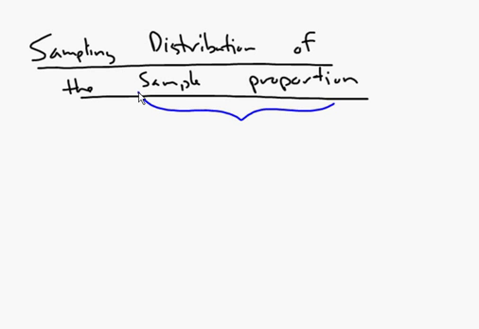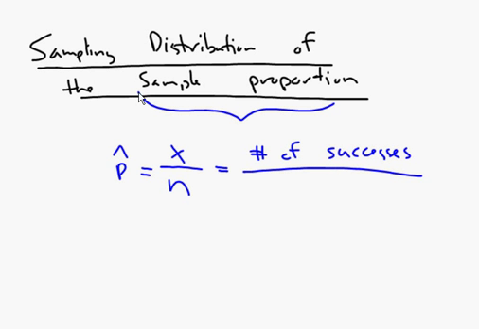A sample proportion, usually denoted by p hat, is equal to the number of successes over the number of subjects in that particular sample, or the size of that sample. So x equals the number of successes over the number of trials. You can put it that way if you like, or you could think of the denominator as n equals the sample size.